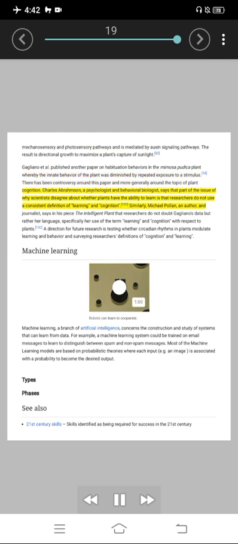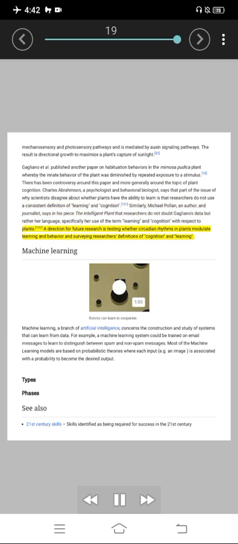Charles Abramson, a psychologist and behavioral biologist, says that part of the issue of why scientists disagree about whether plants have the ability to learn is that researchers do not use a consistent definition of learning and cognition. Similarly, Michael Pollan, an author and journalist, says in his piece The Intelligent Plant that researchers do not doubt Gagliano's data but rather her language, specifically her use of the term learning and cognition with respect to plants.